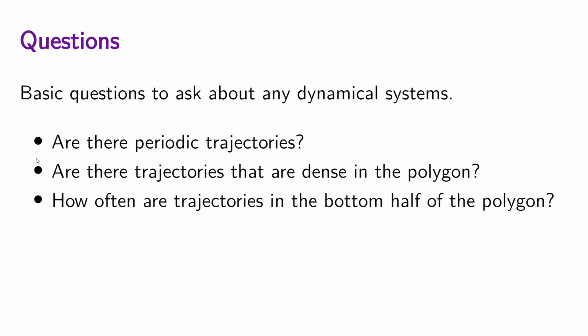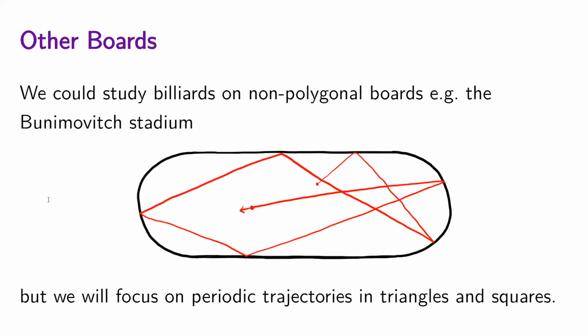So these are some examples of dynamical questions that we could ask about any dynamical system. Today, we're mainly going to talk about the first question, and we're mainly going to talk about billiards in polygons, but that's a general collection of questions that you'll find in many dynamical systems problems. Okay, but before I go, just a quick word about other things.